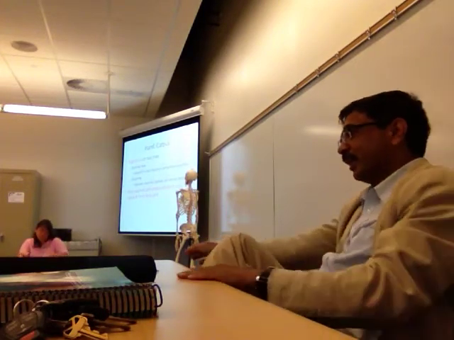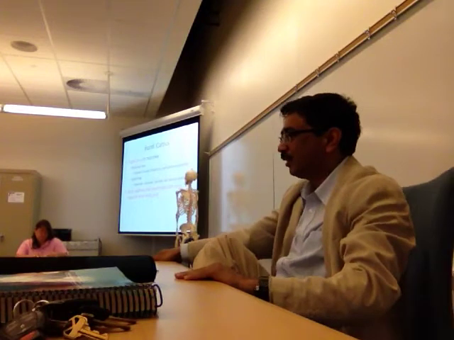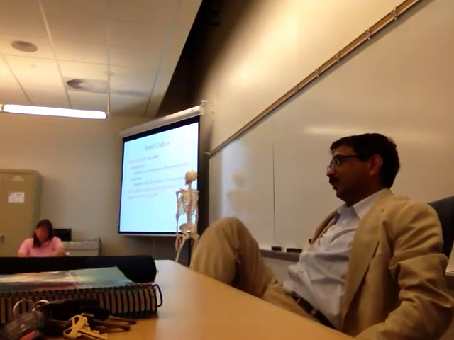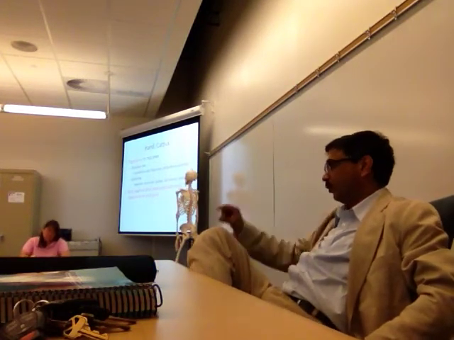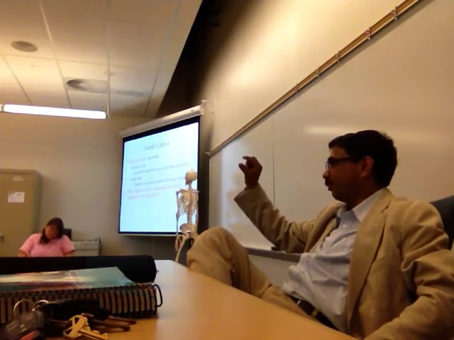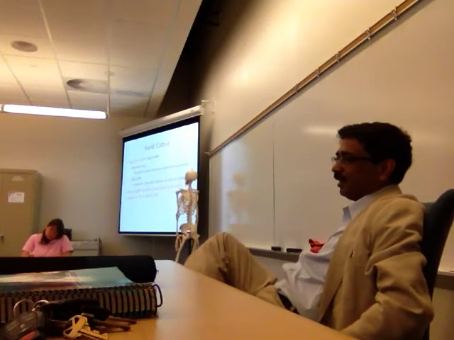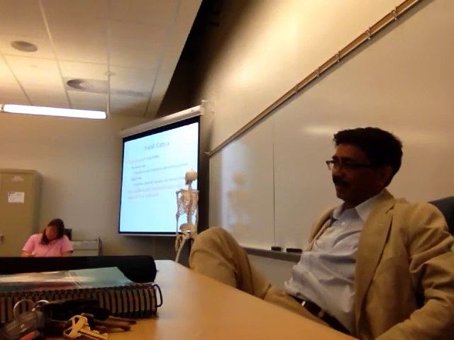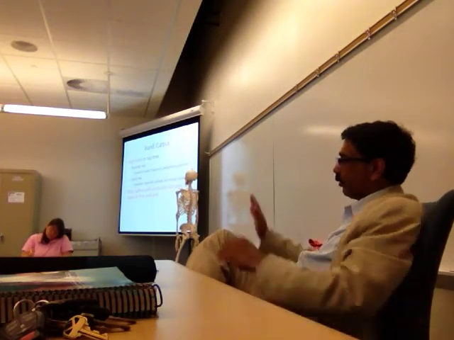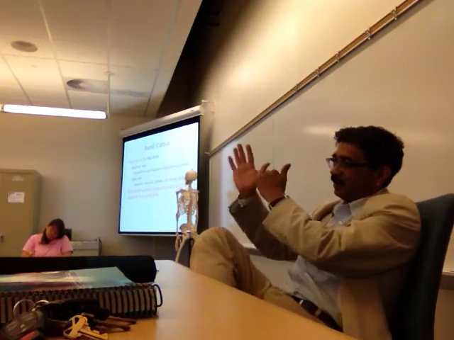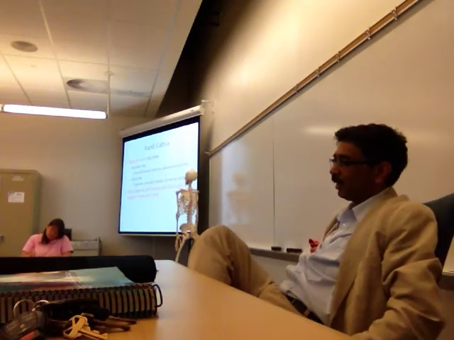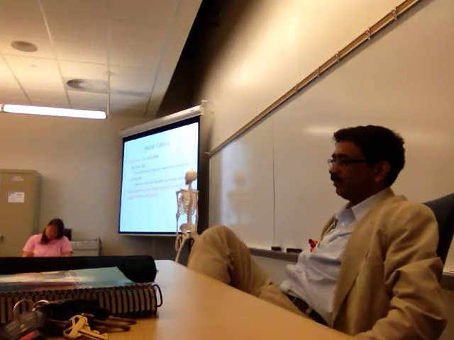Hand. In the hand, you have carpals. Carpals are short bones present in 2 rows. In each row, you have 4 carpal bones. So in total, you have 8. And in the wrist area, then in your palm area, you have 5 metacarpals and then 14 phalanges.